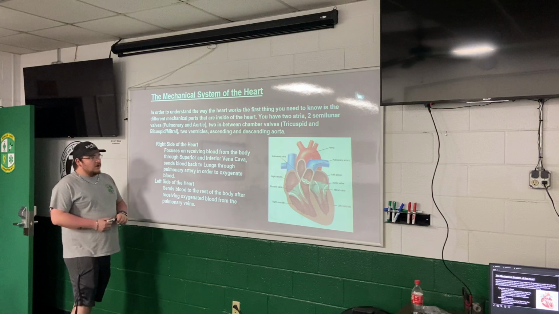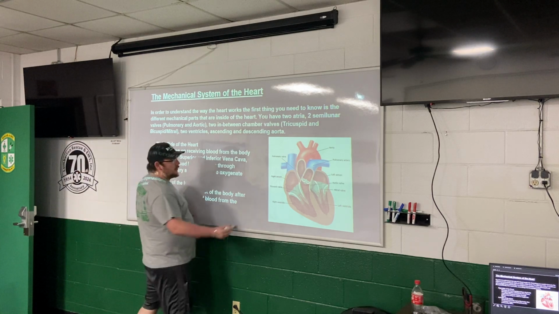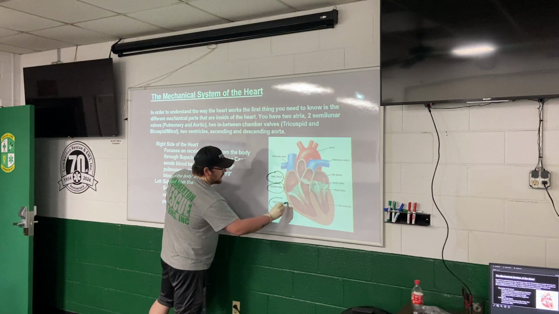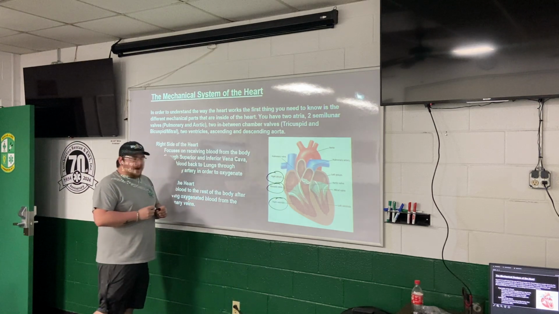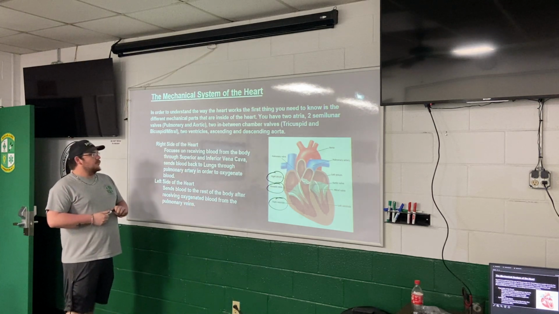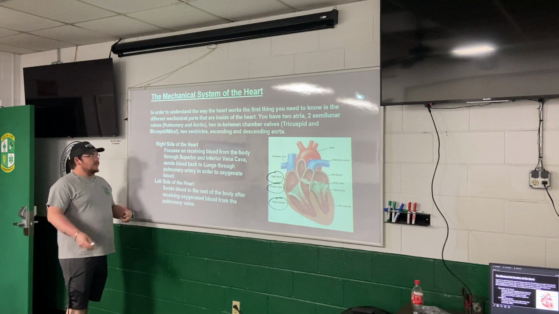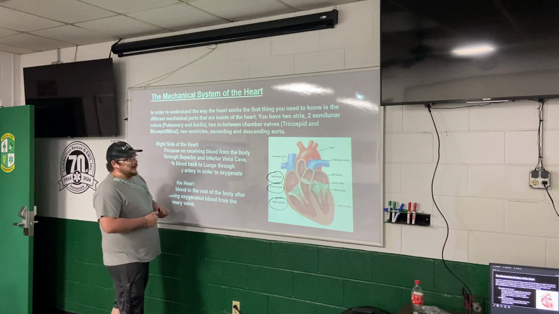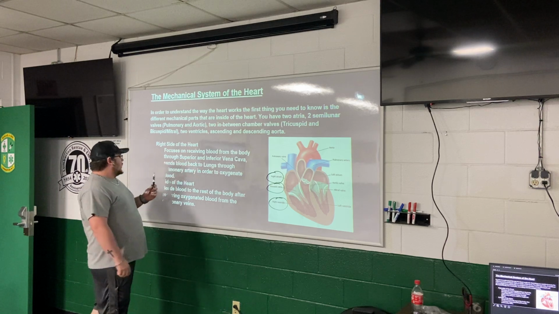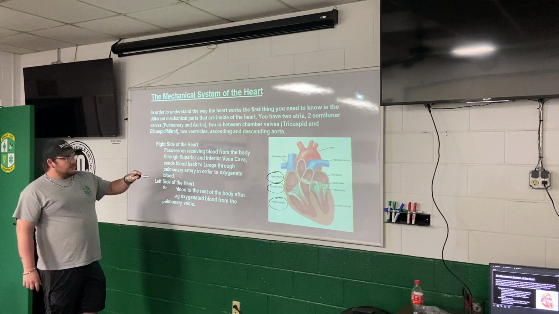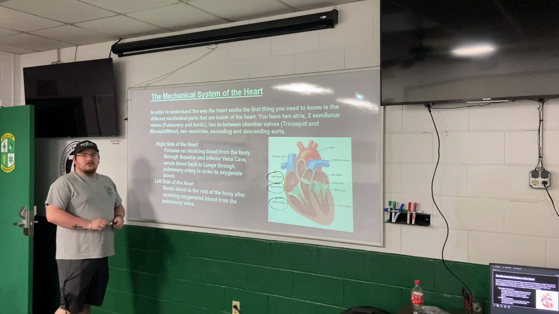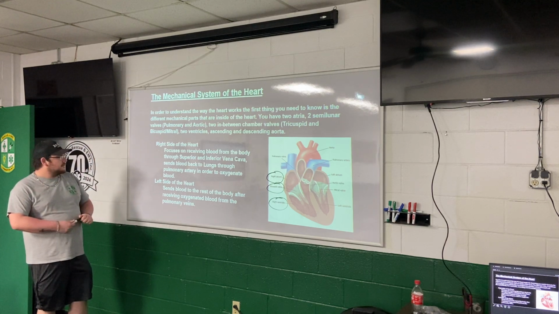As for the right side of the heart, as you can see over here, you have your right atrium, your tricuspid valve, and your right ventricle. The right atrium is going to consist of the blood coming from the body that's already been circulated. It's going to come in through the superior and inferior vena cava. The blood goes through the tricuspid valve into the right ventricle, and it's sent out by the pulmonary artery back to the lungs in order to be reoxygenated.